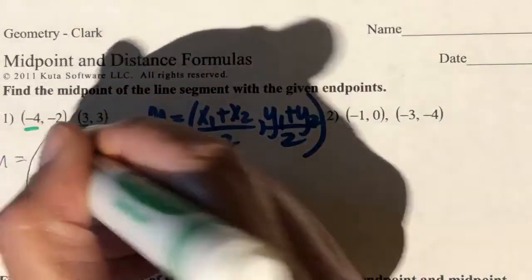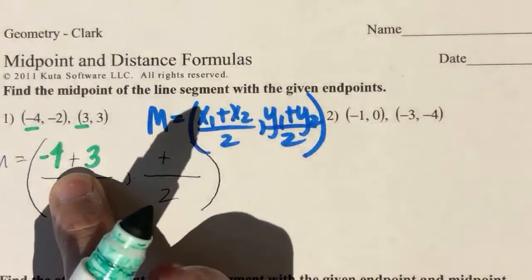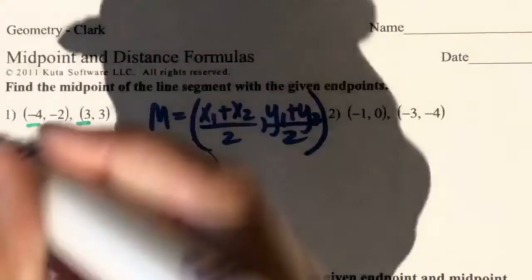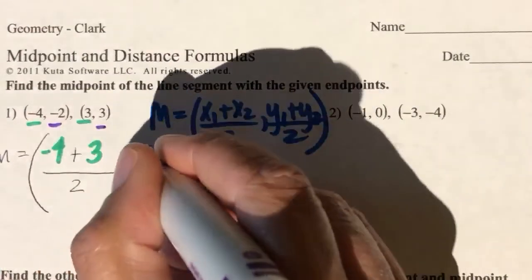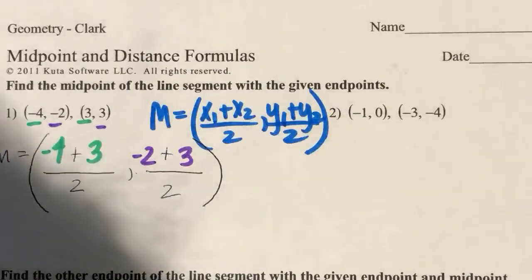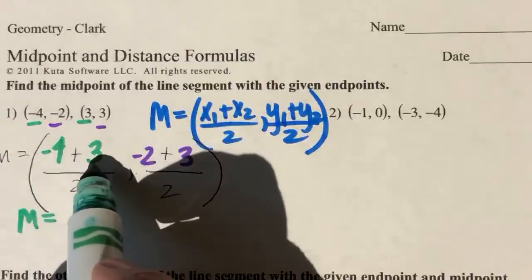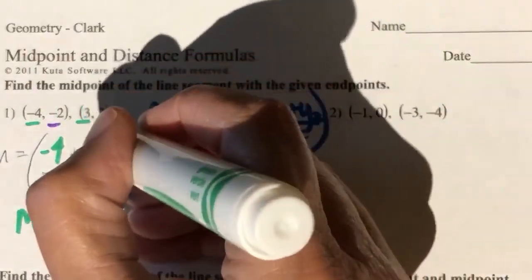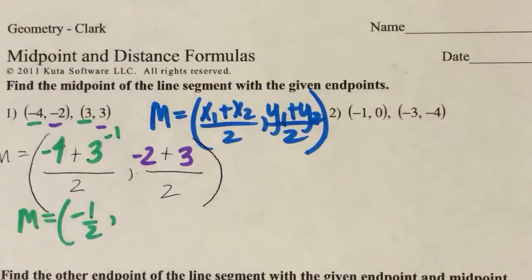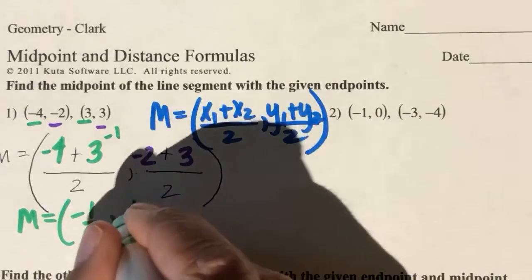So I've got -4 and 3. Those are my two x coordinates. And remember, it's addition. Don't get this confused with slope. And then I'm going to do my two y coordinates, which are -2 and 3. So now I'm ready to set these up and do my midpoint formula. So -4 plus 3 is -1. So that's going to be -1/2. Okay? -2 plus 3 is 1. So that's going to be 1/2.